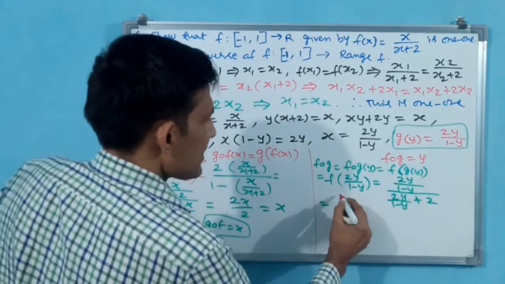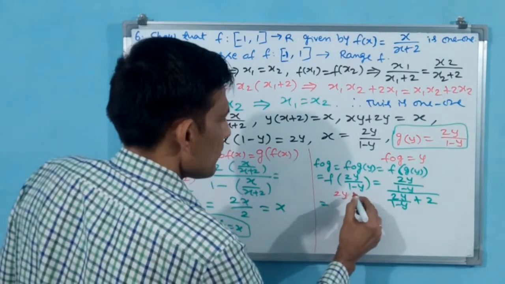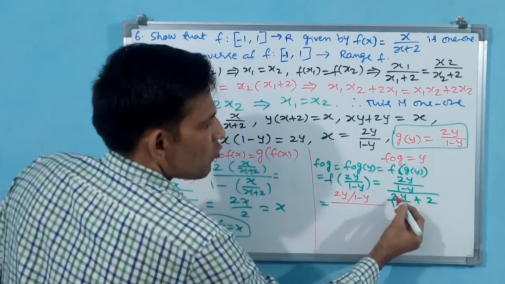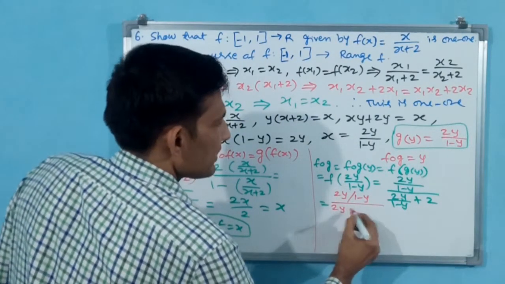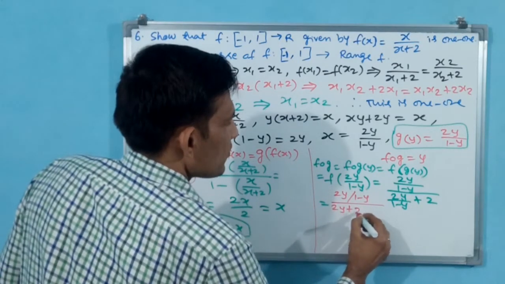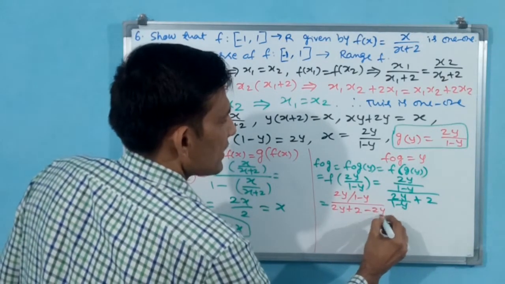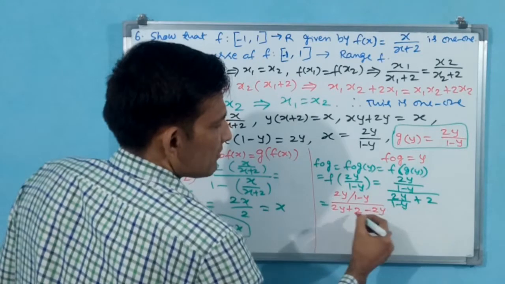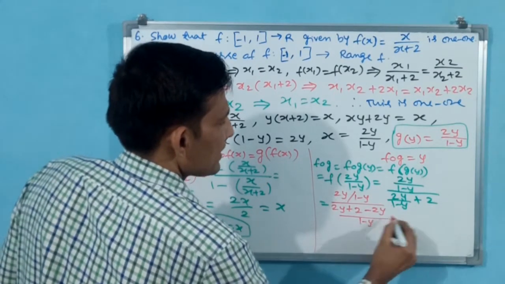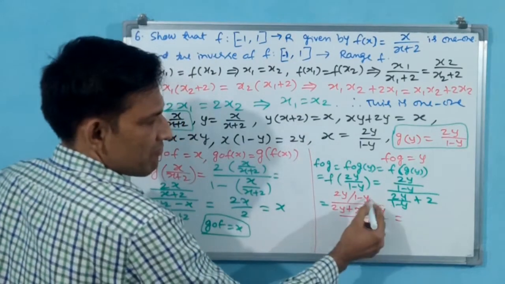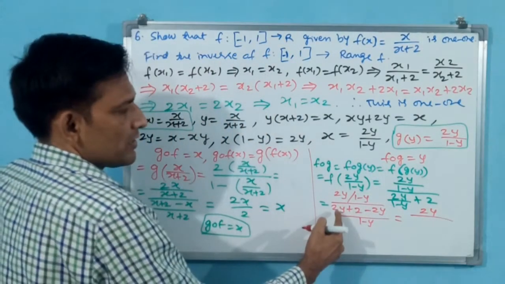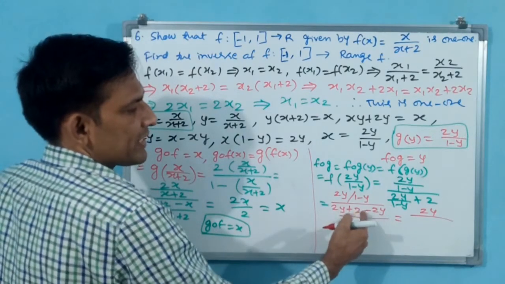2y by 1 minus y, like that only you write. 2y divided by 1 minus y by, see, cross multiplication, 2y plus 2 minus 2y. 2 into 1 plus 2, 2 into minus y, minus 2y, divided by 1 minus y. That is equal to, see, 1 minus y is going to get cancelled, 2y by, here also plus 2y minus 2y gets cancelled, 2.